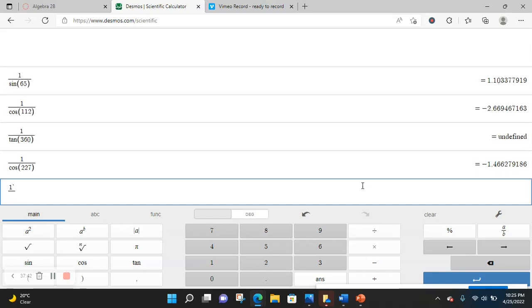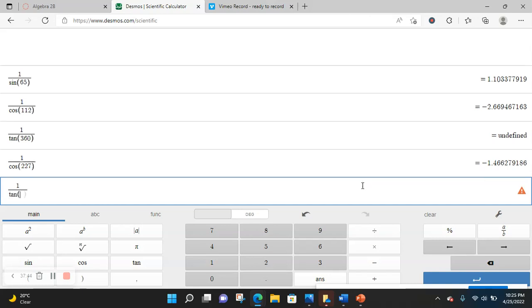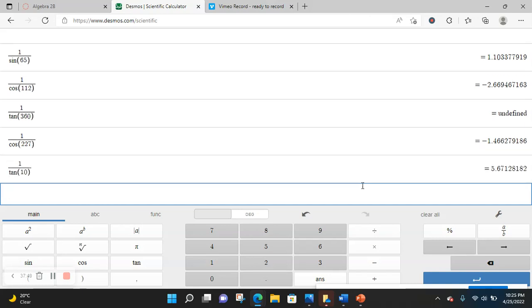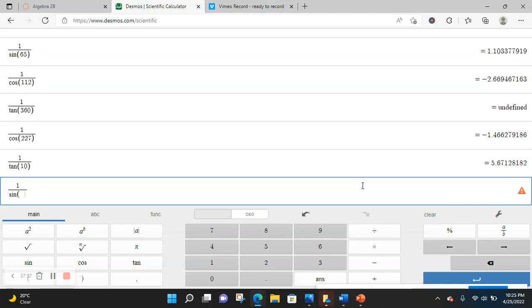We had cotangent. That's going to be 1 over tangent of a whopping 10 degrees. And we'll get 5.67 as our solution. And lastly, we had cosecant, or that's 1 over sine of negative 73 degrees. You can literally type it in your calculator just like that, or Desmos, and you'll get negative 1.045 or negative 1.05 if you round up to 2 decimal places.